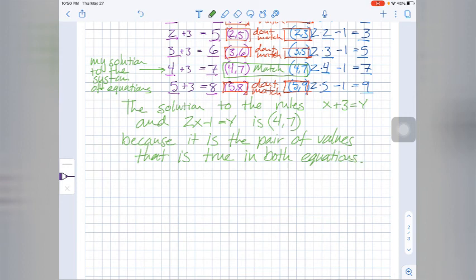Okay, we have seen this before, but this is also known as the point of intersection.